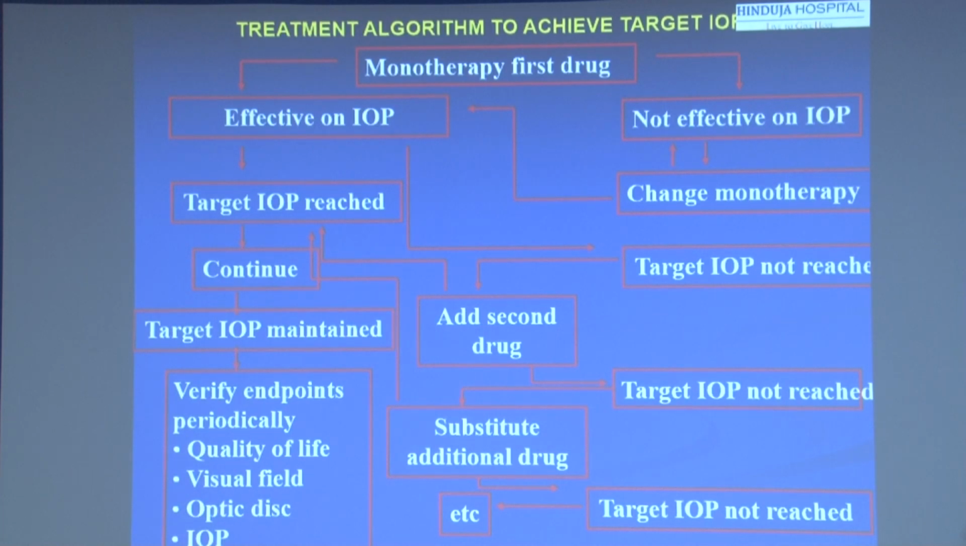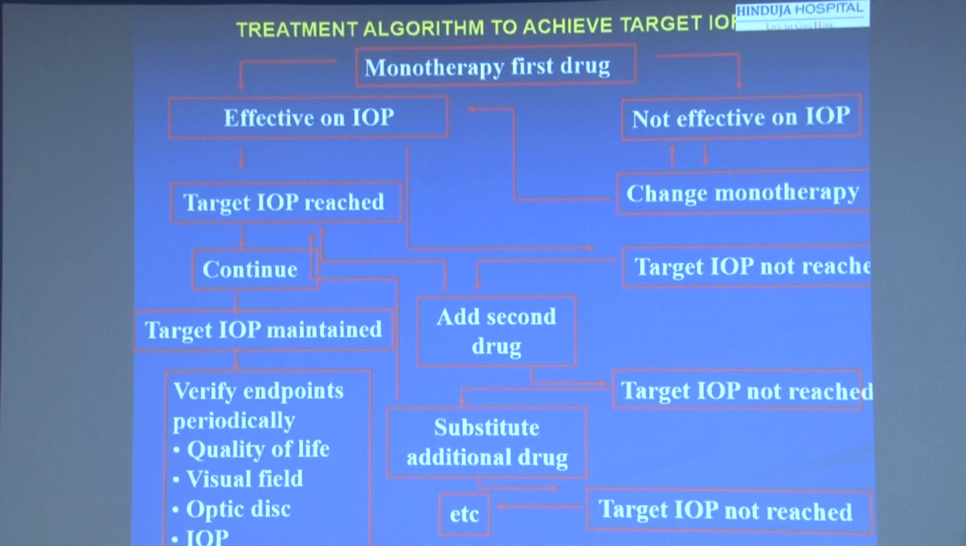If it is effective but target IOP is not achieved, not reached, then this is the time that you can add another medicine. So don't add otherwise; then you can add. The second option can be that the medicine is not effective on that patient in reducing pressure.